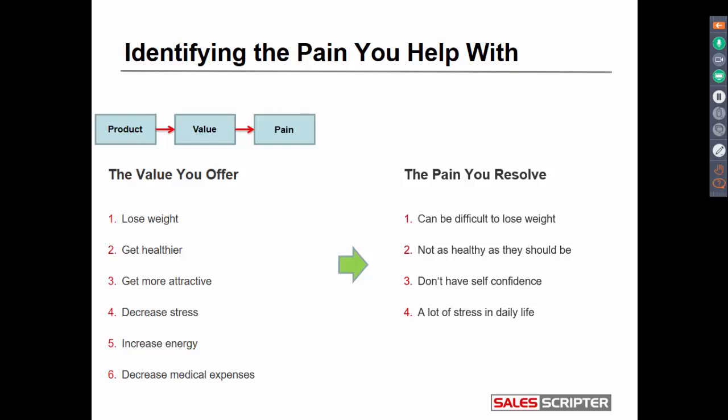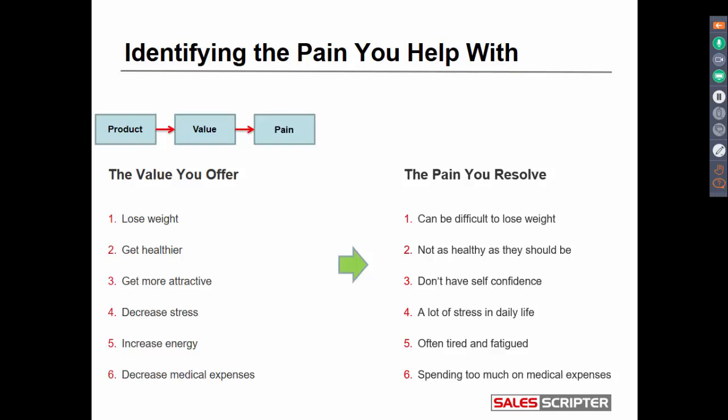So if you help them to get healthier and decrease stress, maybe it solves the problem that they experience a high level of anxiety in their daily life. If you help someone to increase their energy, that helps to fix the problem that maybe someone lives every day feeling tired and fatigued. And if you help them to decrease their medical expenses, maybe they have more expenses on a monthly or yearly basis for medical bills than they would like, or maybe they're concerned about their insurance costs or changes in medical insurance in recent or upcoming years. So there's a list of pain points.